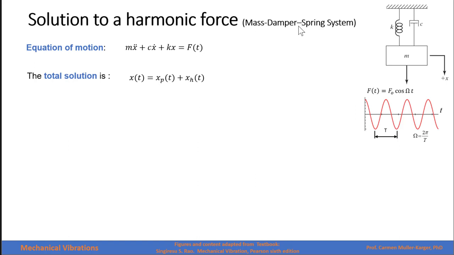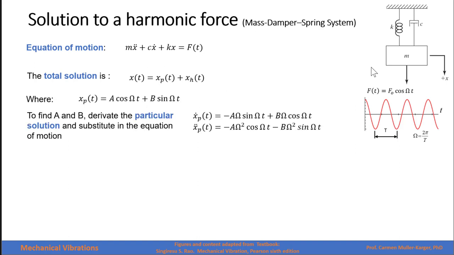We have a mass damper spring system, and this is the equation of motion, and it is subjected to a harmonic force, in this case, for example, F0 cosine of omega t. We will have a particular solution and a homogeneous solution to complete the total solution. The particular solution will be of the same form as the excitation force, cosine of omega t, and the derivative of that, sine of omega t. We have to find the constants A and B.